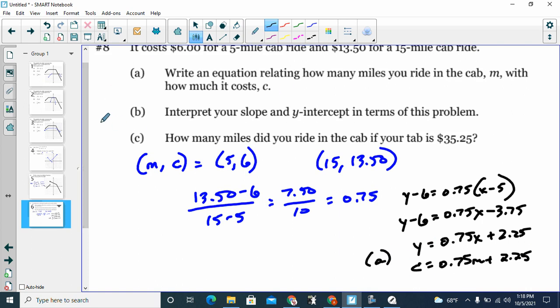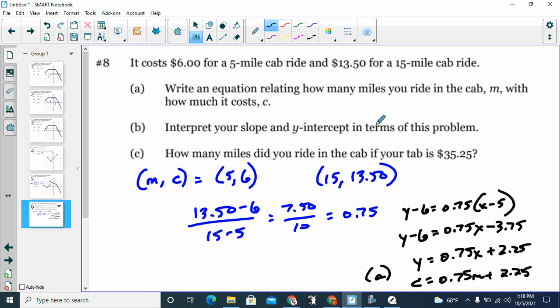Part B asks us to interpret our slope and our y-intercept in terms of the problem. Slope is 0.75. Remember, slope is always the change in cost for each one change in x. So each mile costs an additional 75 cents. So for each mile that you ride, the cost is going to increase by 75 cents.